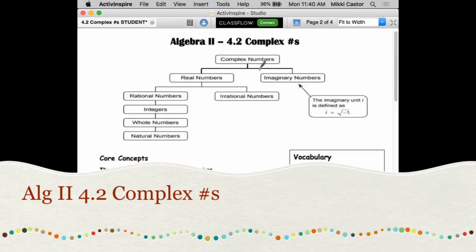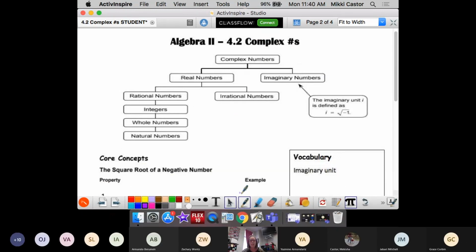I have a little graphic organizer up here, just talking about all the different types of numbers. So it'll kind of show you guys where we're headed today as far as the complex numbers are concerned. As far as complex numbers, we have real numbers and we have imaginary numbers. Everything you guys have done up to this point in your mathematic career has been working with real numbers.